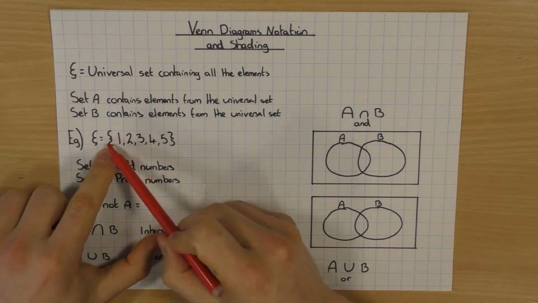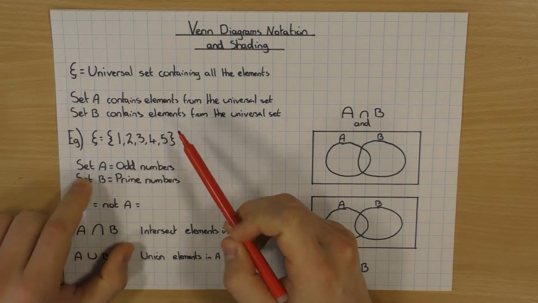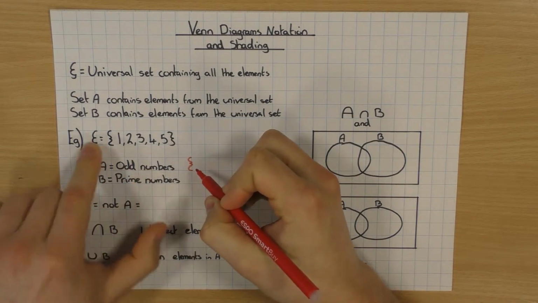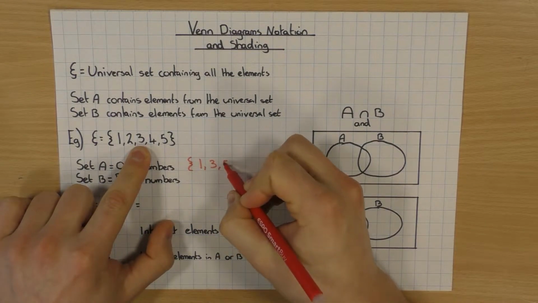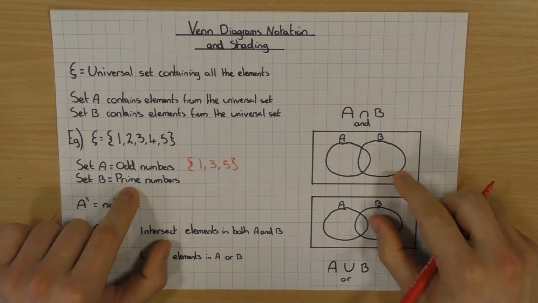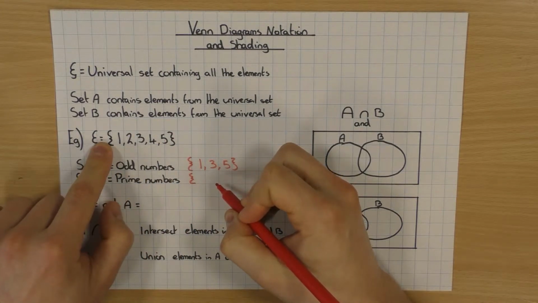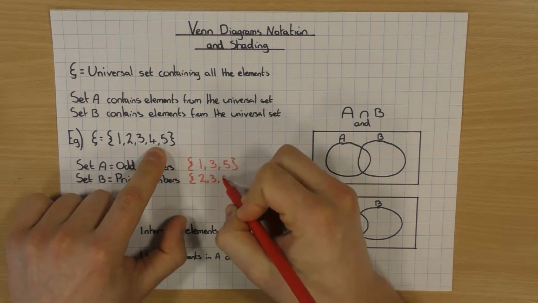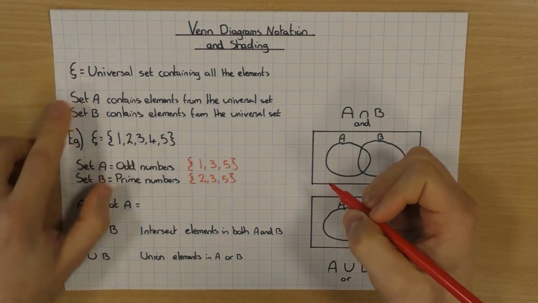So here's the universal set. This just means I'm only going to use the numbers 1, 2, 3, 4, and 5. And then set A is just the odd numbers. So set A will contain the odd numbers from the universal set, which is just 1, 3, and 5. Okay, simple as that. And set B is the prime numbers. So again, set B is just the prime numbers, but only from this universal set. So 1 is not prime, so I've got 2, 3, and 5. Okay, so that's just a little bit of the basic notation.